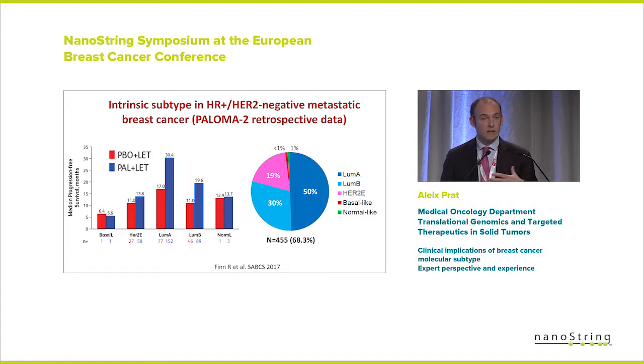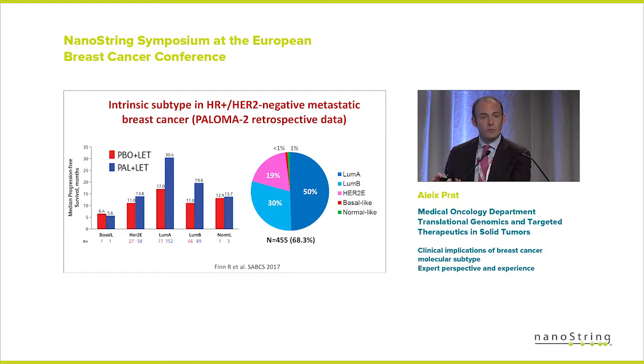The luminal As have the best median PFS, in this case 17 months. The luminal Bs, 11 months, the same thing we saw, 11 months. Here the HER2-enriched reached 11 months, a little bit higher than what we saw. We saw 5 months, and there were 2 patients with basal-like disease that progressed very fast.